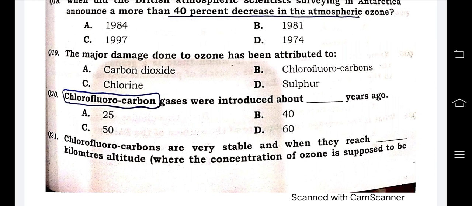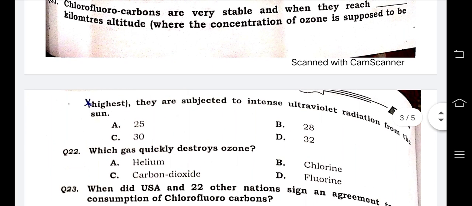Chlorofluorocarbons are very stable, and when they reach dash kilometer altitude, they are subjected to intense ultraviolet radiation from the sun.